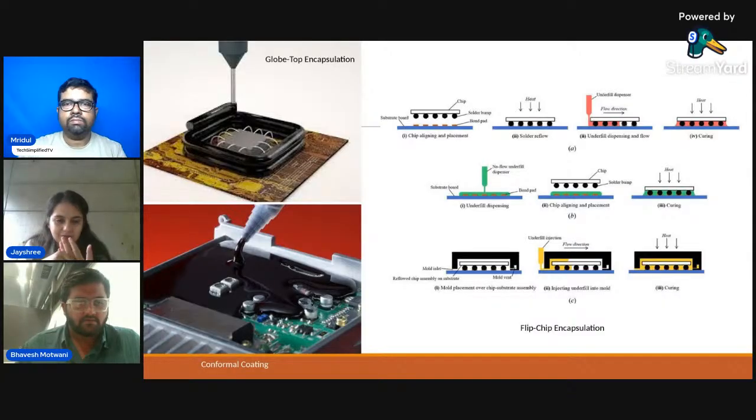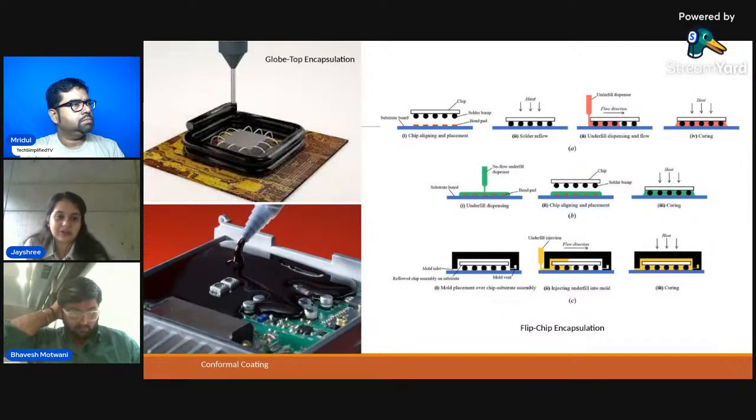Why we need this encapsulation is because the die chip and its connections are very delicate. The wire bonds and flip chips are exposed to the environment, so to make sure they don't get harmed by cracks, short connections, electromigration, corrosion or mechanical stress failures, we use the encapsulation process. There are three to four materials. After this, we are going to understand the different types of encapsulation.